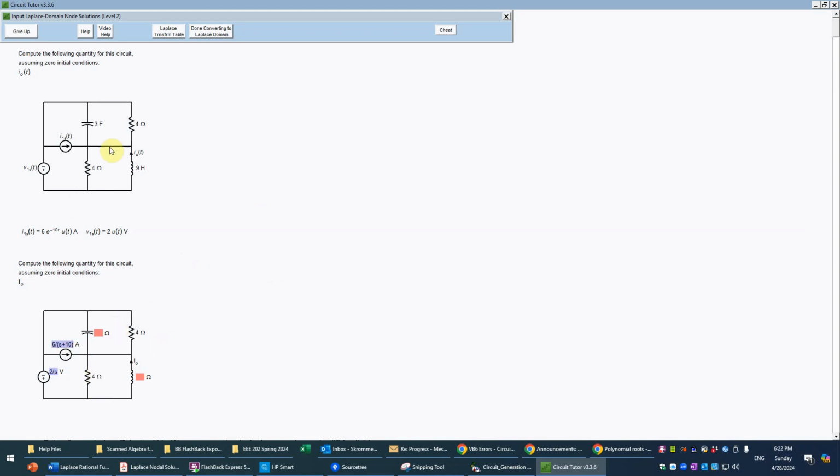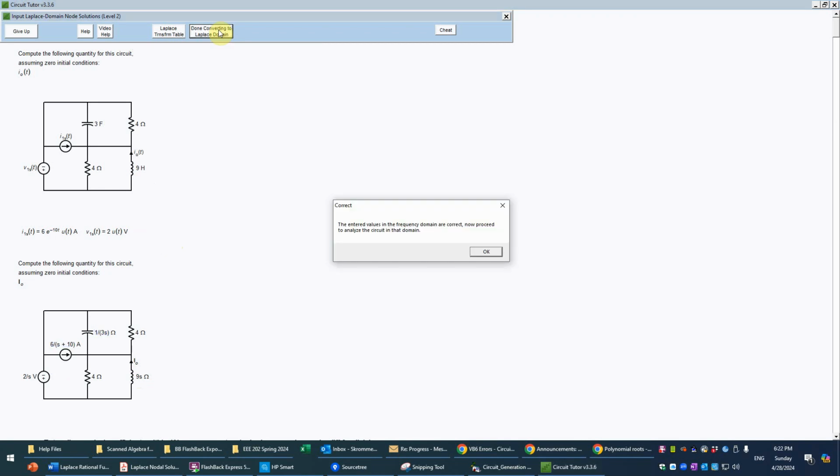And then for the capacitor, the impedance is 1 over SC, so that will be 1 over the quantity 3S. Again, the parentheses are crucial here in all cases to make sure that we get everything in the denominator that should be there. And then for the inductor, the 9 Henry will become just S times L, which is therefore 9S as the impedance. So now that we're done entering those impedances, we'll click Done Converting to the Laplace domain to check that. It is correct here.